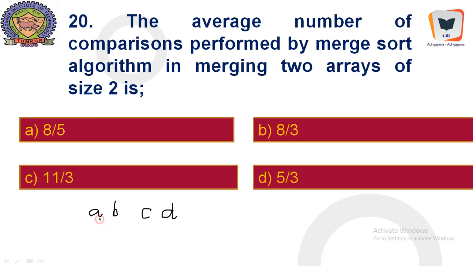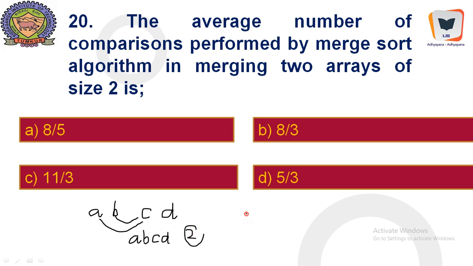We have to merge them. A is compared with C, and A will go to the sorted array. B is compared with C, and B will go to the sorted array. There will be only two comparisons. C and D will be placed over here with no comparisons. So two comparisons will have happened.